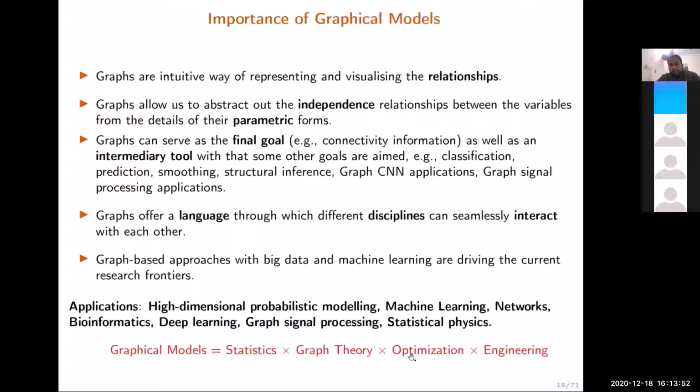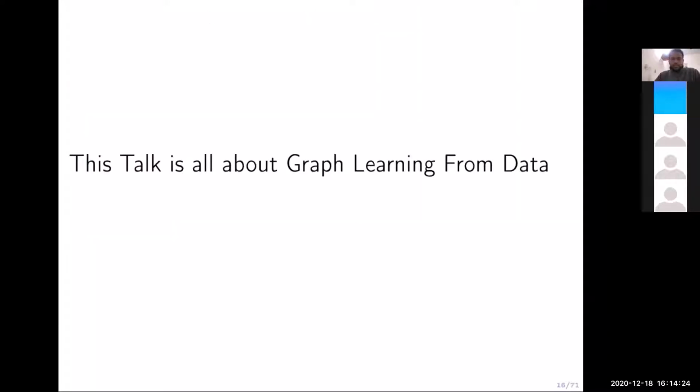In fact, most of the recent development the graph domain has witnessed is primarily due to the development of optimization algorithms. Graph-based methods have been known for ages, but how to extract a graph and how to build algorithms based on graphs are facilitated by the development of optimization. And engineering is the domain in which we want to apply it, for example in images or computer vision. So the study of graphical models is at the intersection of these four branches. This talk is all about graph learning from data.